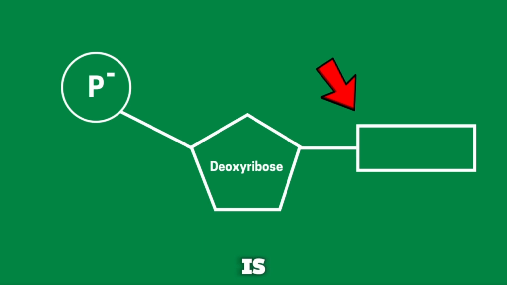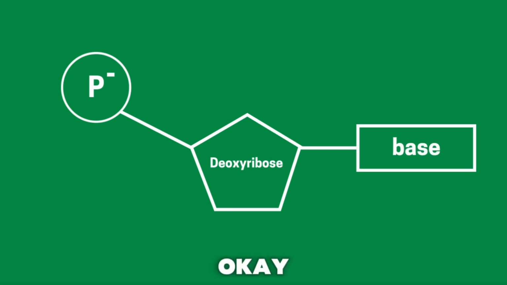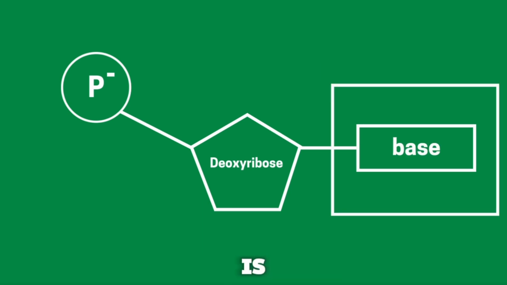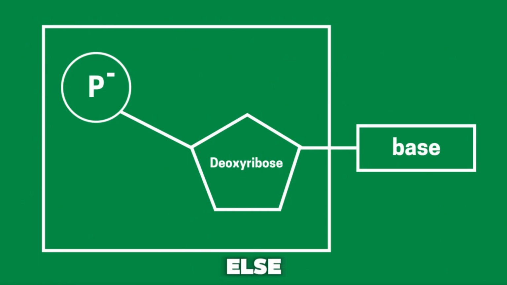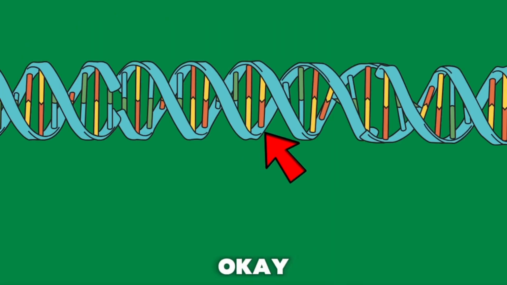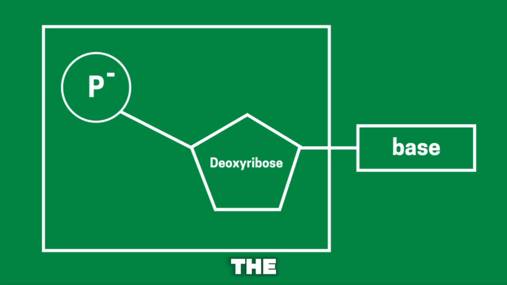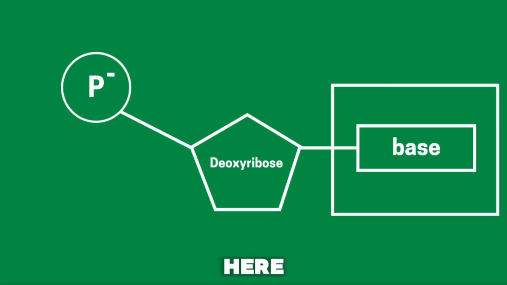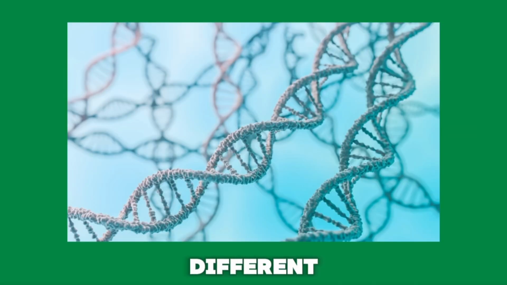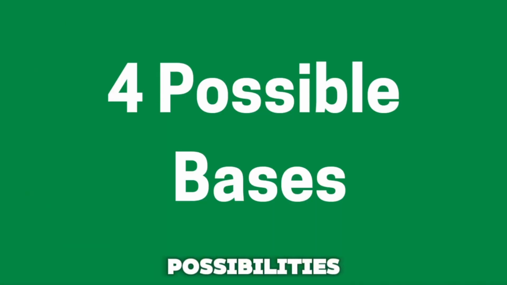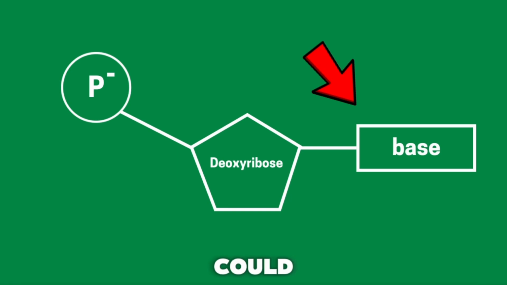So this guy here is what we call the base, okay? The base is actually what is different, whereas everything else here stays the same across all DNA monomers, okay? This part here is the same always, but here it changes across different DNA monomers, okay? It does change. And there's actually 4 different possibilities this silly little base here could be.